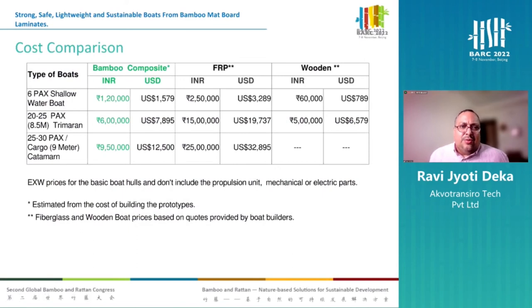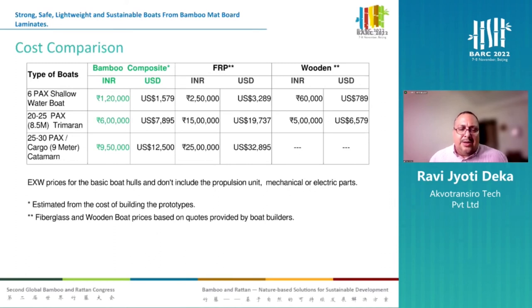In terms of cost comparison, the primary comparison is not really with wooden boats, but with fiberglass boats. A 6-person shallow water boat, which we showed you, will cost around $1,579, whereas a molded fiberglass boat of exactly the same size and proportions will cost more than $3,289, almost $3,300. The wooden boat is significantly cheaper, almost half, but it will be much heavier, at least 4 times heavier. It will not have the draft. It will not have that life.